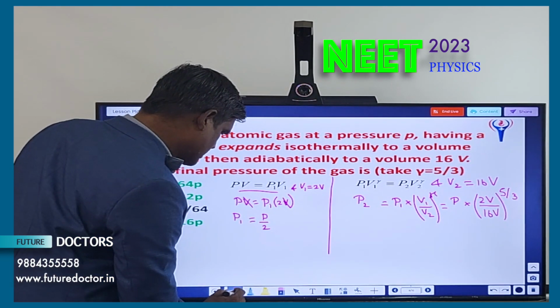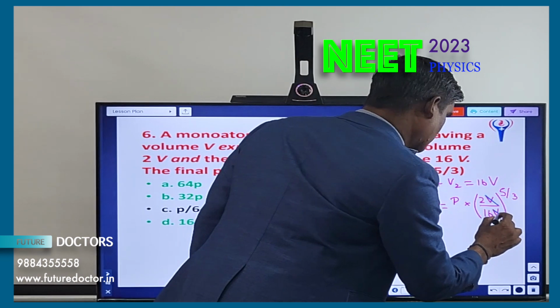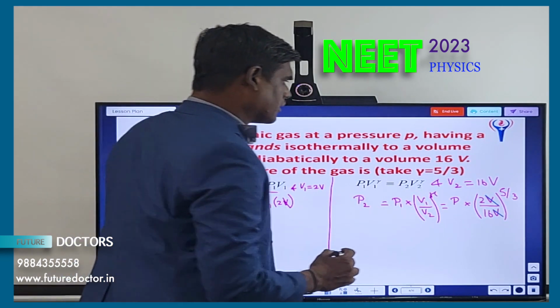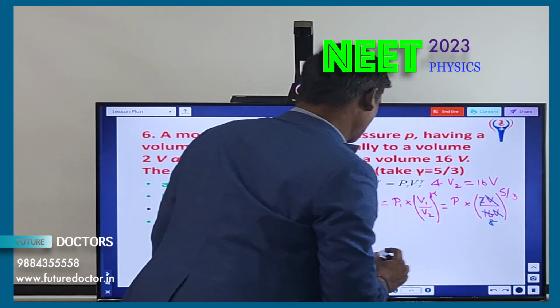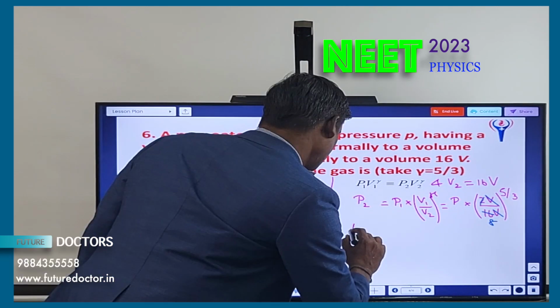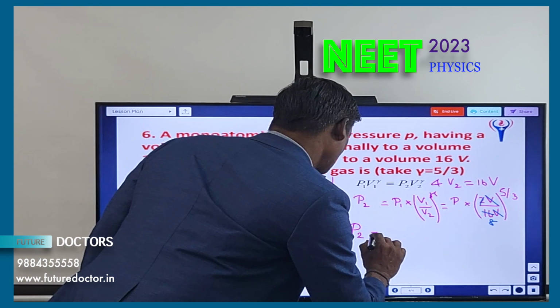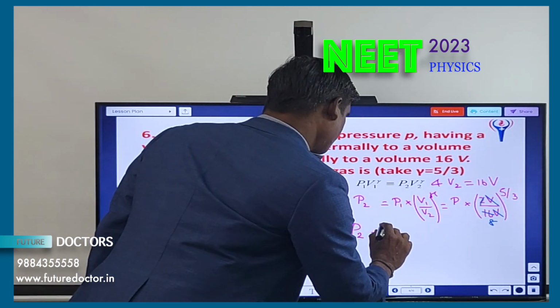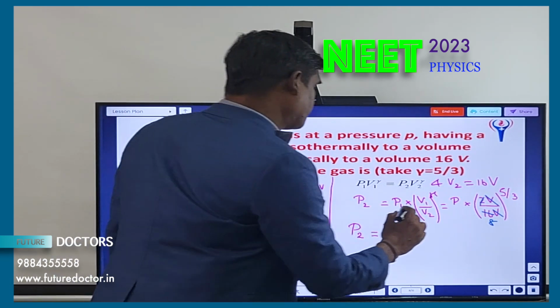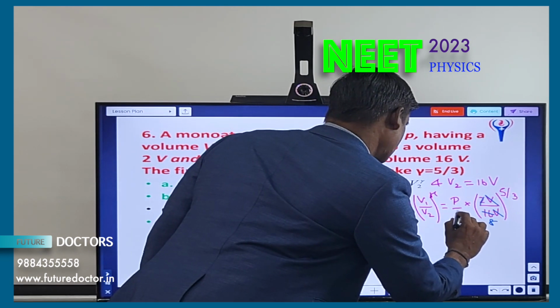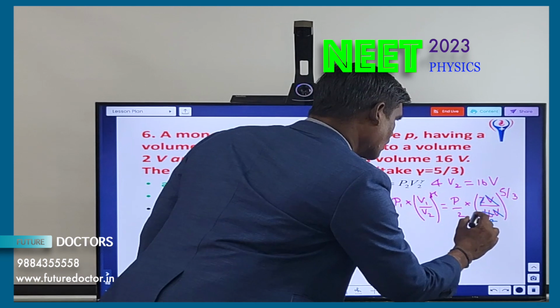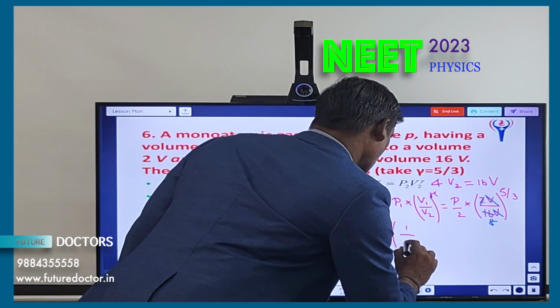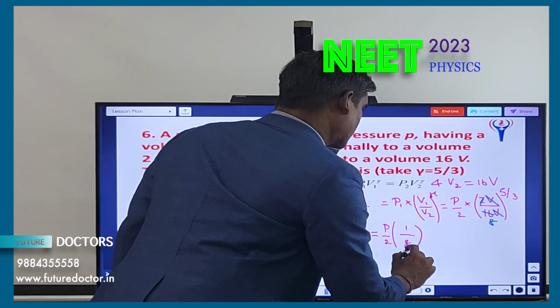Now you cancel things. Only V is possible to cancel. Then 2 by 16, that is 1 by 8. What's the remaining thing? P2 equal to P1, which is P by 2, into 1 by 8 whole power 5 by 3.